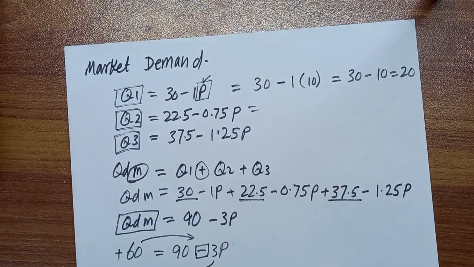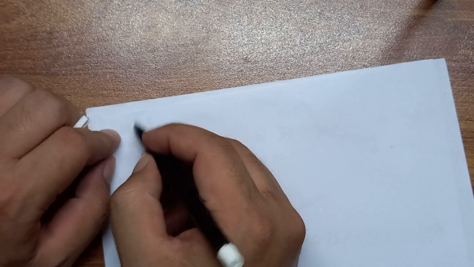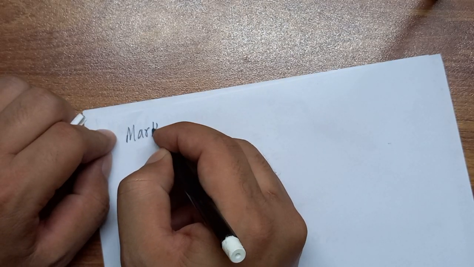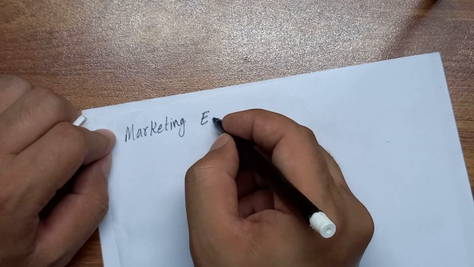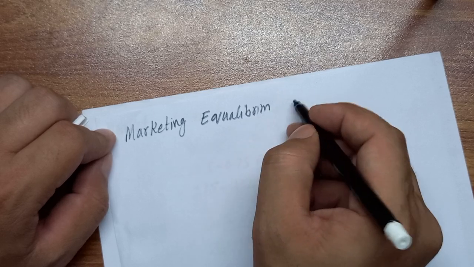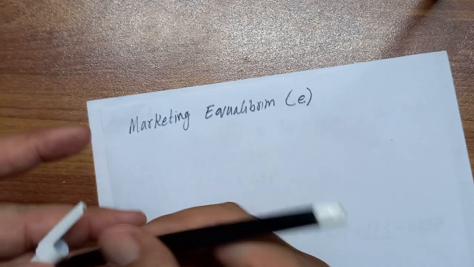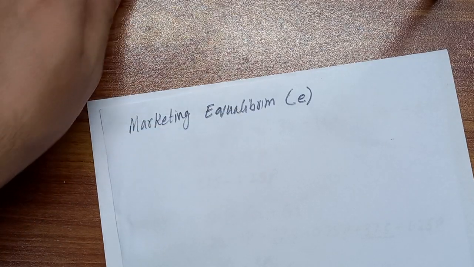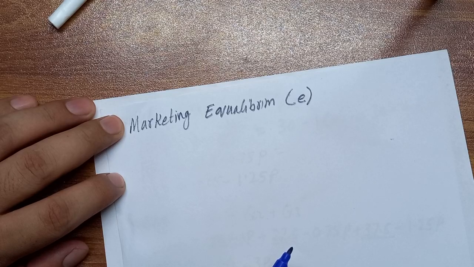Now we will talk about market equilibrium. Market equilibrium is represented by E. Market equilibrium is the point where the quantity of demand is equal to the quantity of supply.